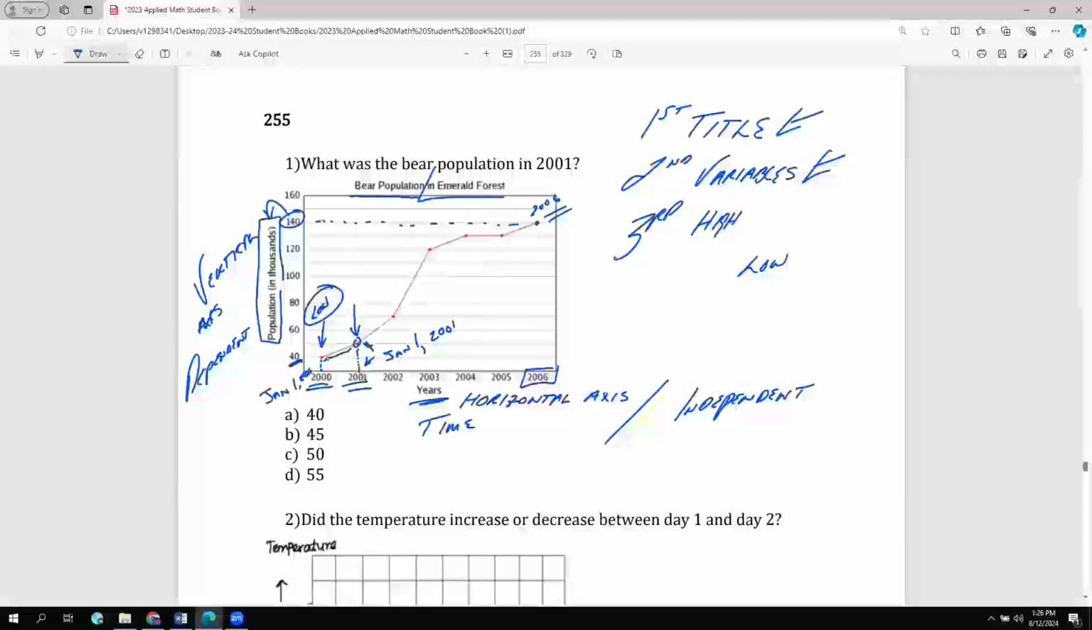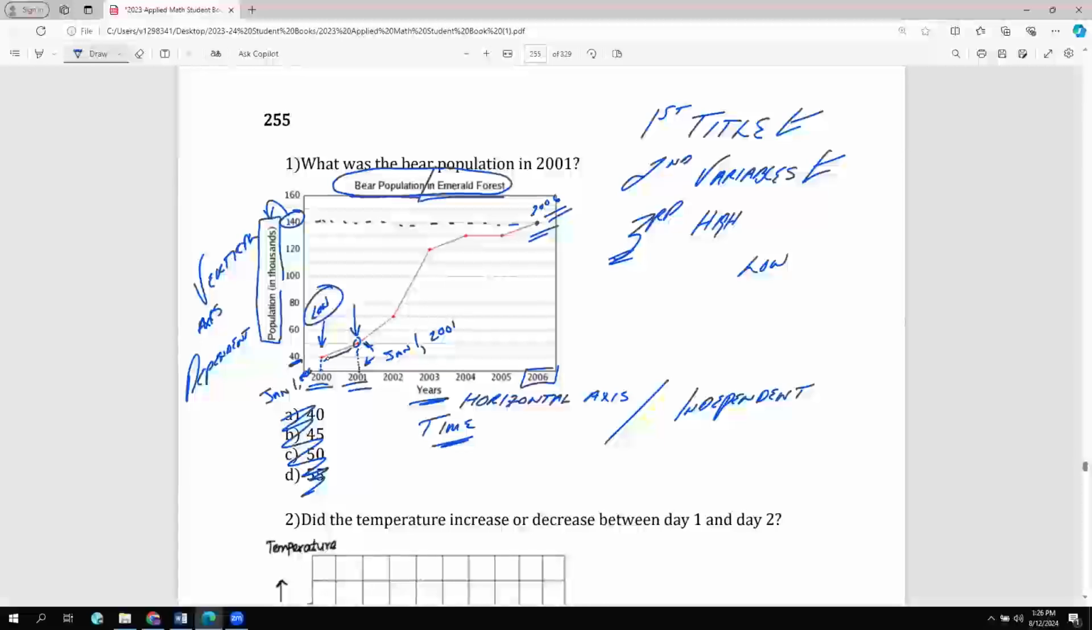Now, this one doesn't actually have a question. As you can tell, it's missing here, but whatever. What we would still want to do is describe the points. So again, first step, what is the title? This is Bear Population Animal Forest. Number two, what are the variables? You'd say time, years, and population. And then third, what is high and what's low? And we found the high point at 2006 and the low point at year 2000.